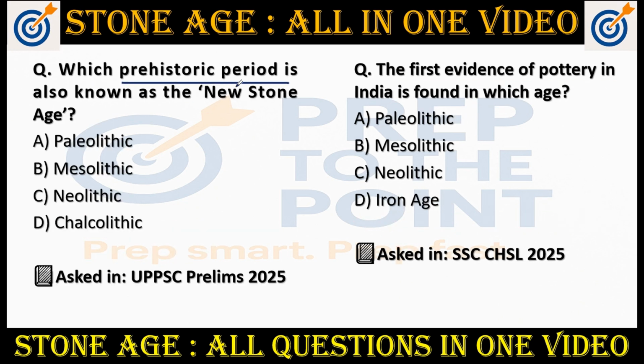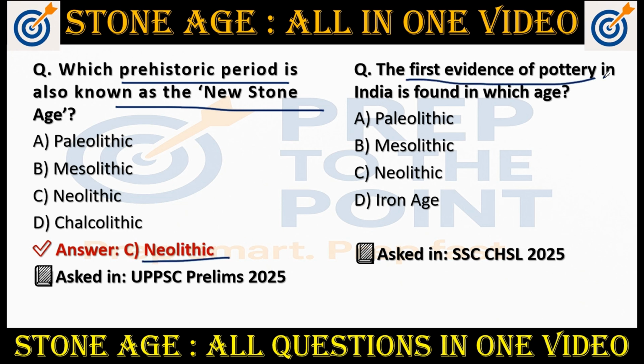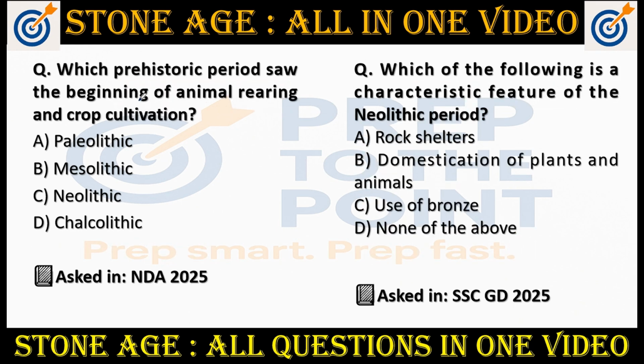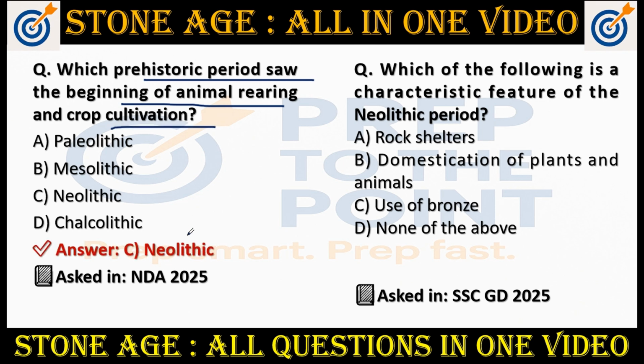Which prehistoric period is also known as the New Stone Age? It's Neolithic. The first evidence of pottery in India is found in which age? Again, the answer is Neolithic. Which prehistoric period saw the beginning of animal rearing and crop cultivation? The correct answer is Neolithic.